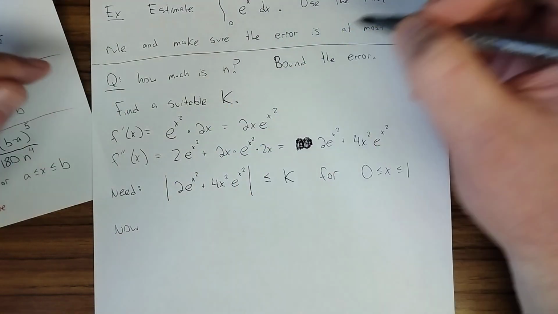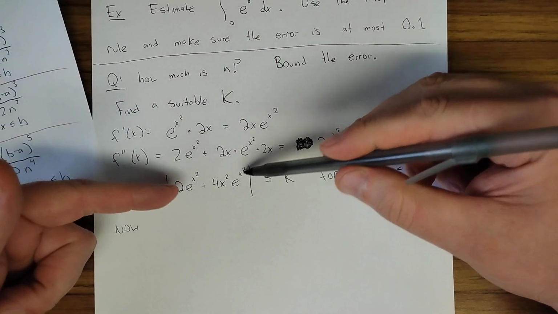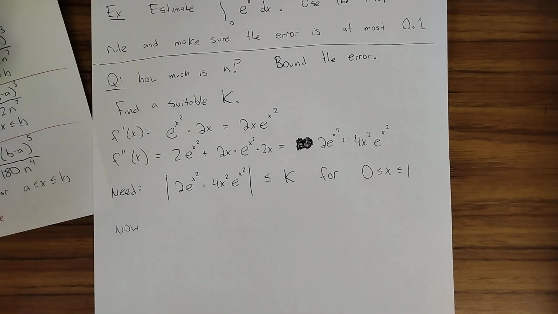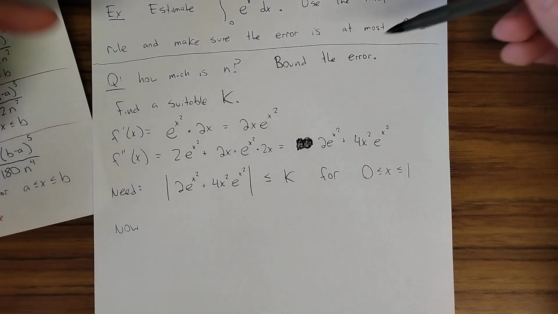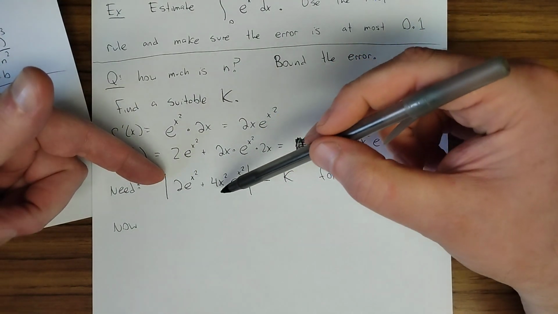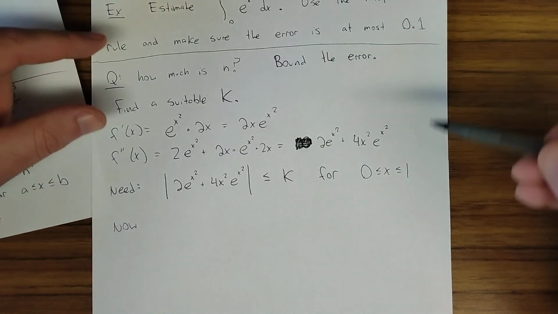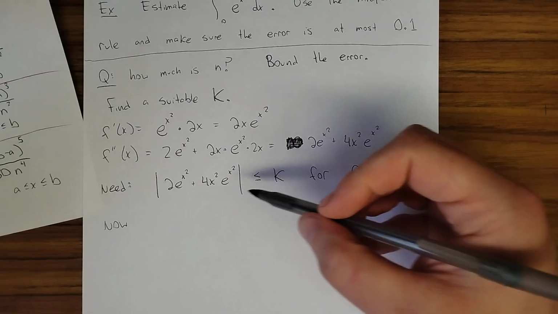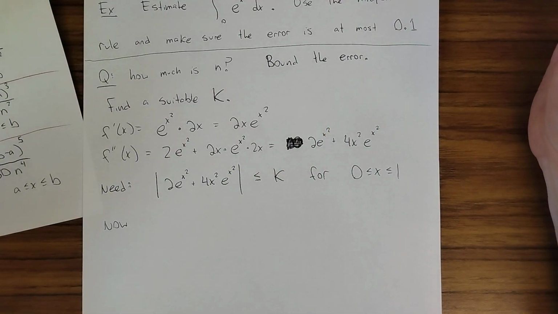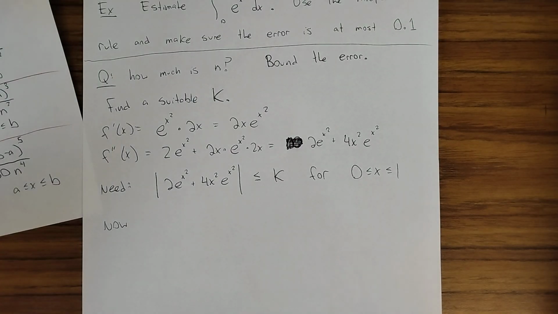Now let's take a look at what we're dealing with here. e to any power is a positive number. And so here I've got a positive number. Here I've also got a positive number, right? x squared is always positive, and also x is from 0 to 1. So everything here is positive. So what I'm getting at here is these absolute values really don't do anything.